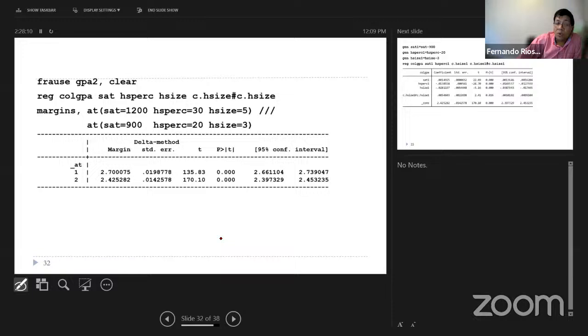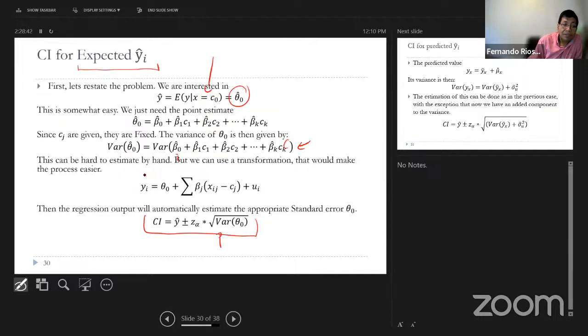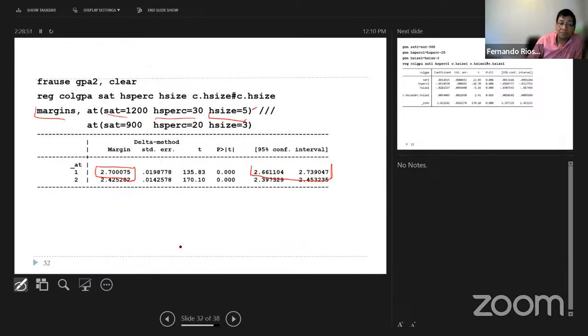Now, let's say that you want to estimate the predicted value for somebody who has an excellent SAT score, a decent percentile in high school, and has a relatively large household. I can use margins to produce the predicted value of the GPA score given these characteristics, and the confidence interval of this expected value. So this number that you obtain here is equivalent to trying to provide this confidence interval for what I believe the mean is going to be.